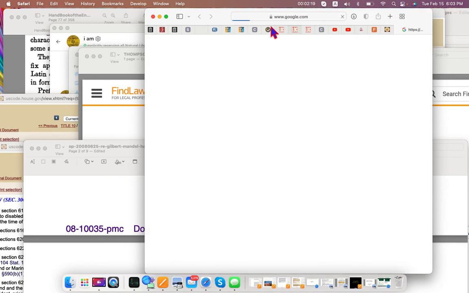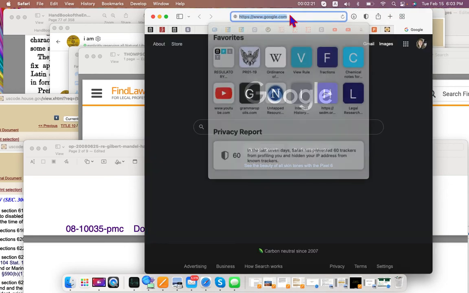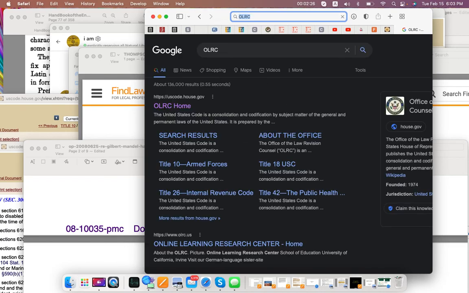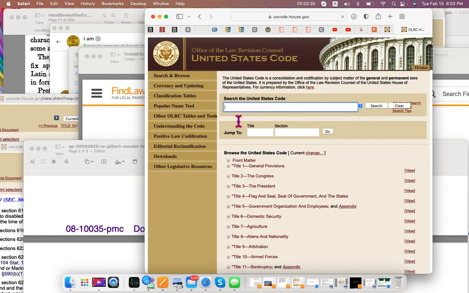And let me open up another one here. I just Google OLRC. And if you've been watching my videos, you've probably seen me do all this. So Title 1, you see the asterisk here, means it's a law. Title 2 is not a law. Title 3 is a law. Title 4 is a law. Title 5 is a law.